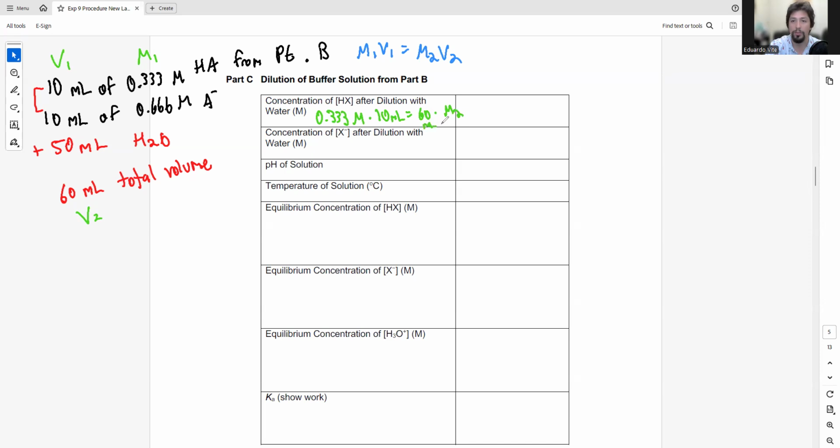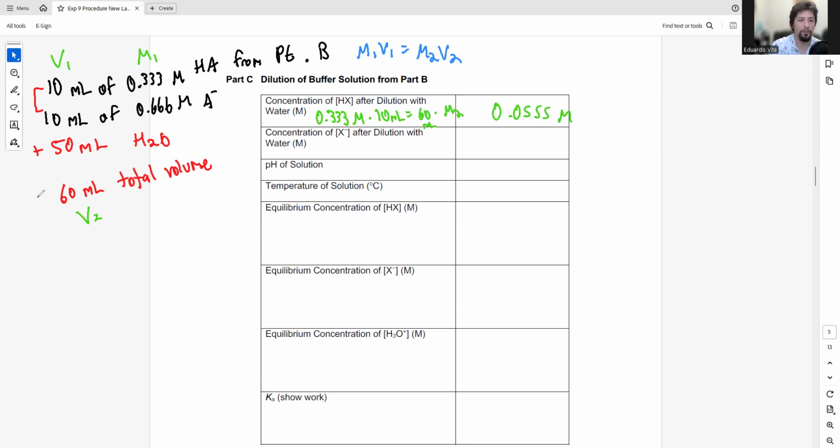And make sure you use your units, please. 60 milliliters times M2. Solving for M2, we're going to go ahead and do that. So 0.333 times 10 divided by 60 is going to give me 0.0555. So this is going to be 0.0555 molar.